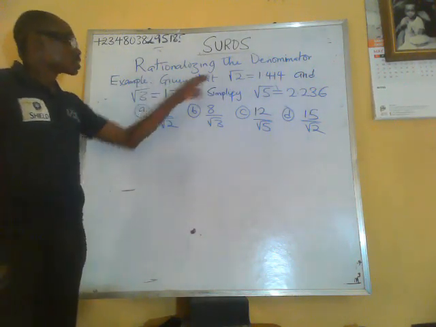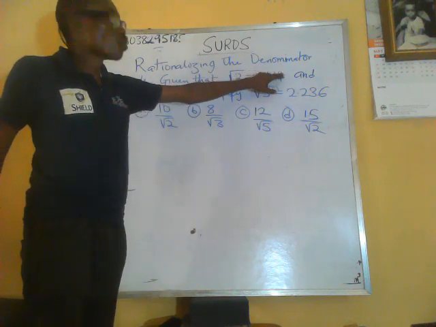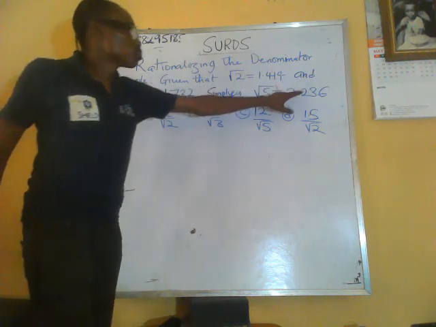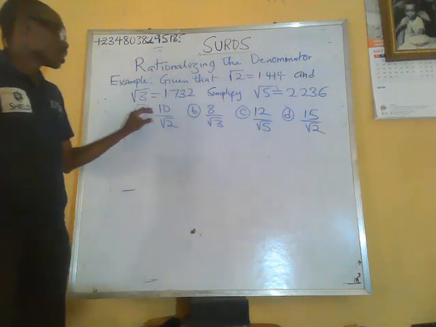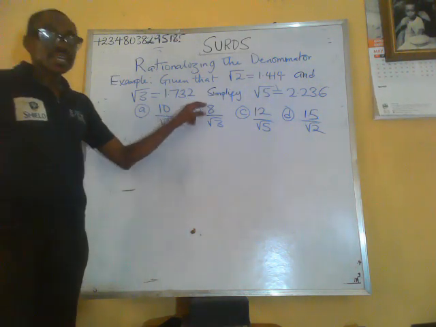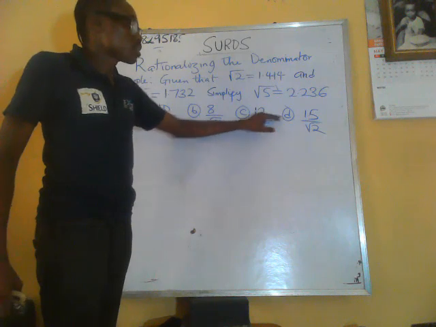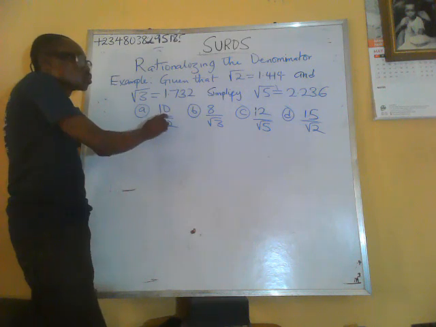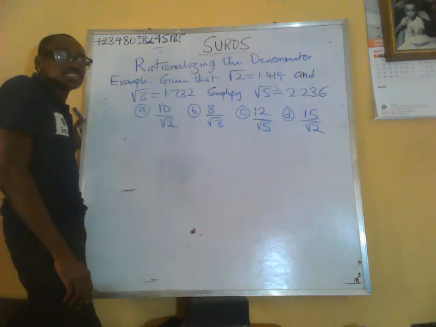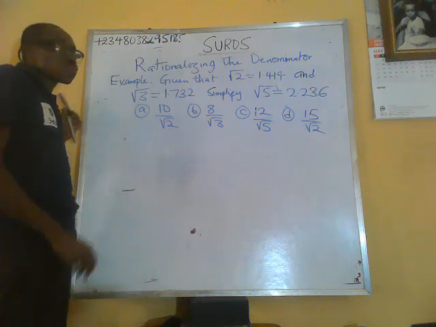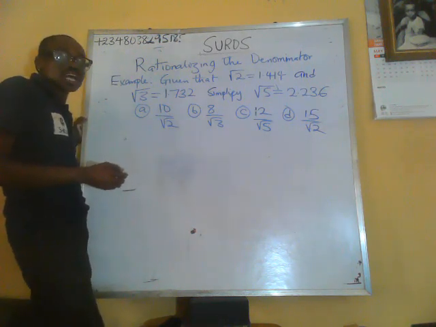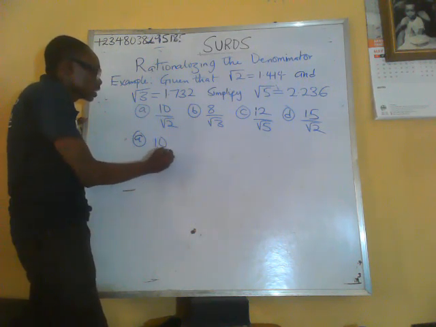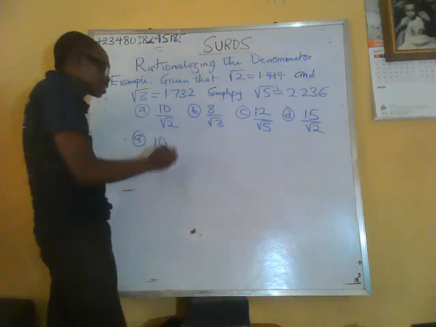Given that root 2 is equal to 1.414, root 3 is equal to 1.732 and root 5 is equal to 2.236, simplify: A, 10 over root 2; B, 8 over root 3; C, 12 over root 5; D, 15 over root 2. If we replace root 2 with 1.414 and simplify, it's going to be very tedious. So what we're going to do is rationalize the denominator. We take the first one, 10 over root 2. What does it mean to rationalize the denominator?